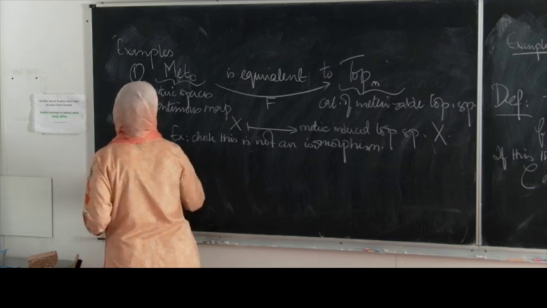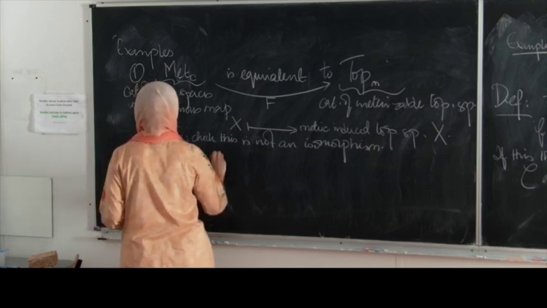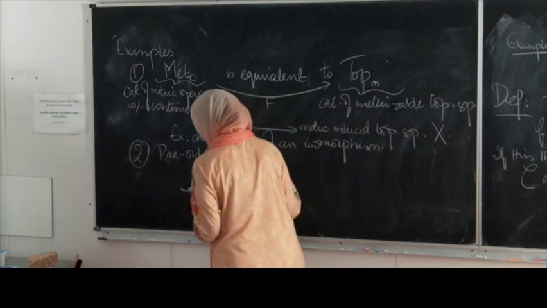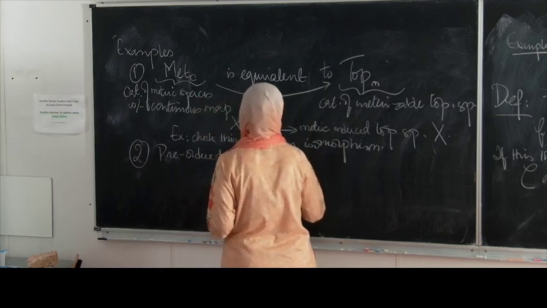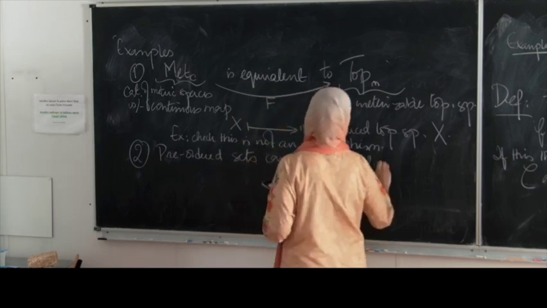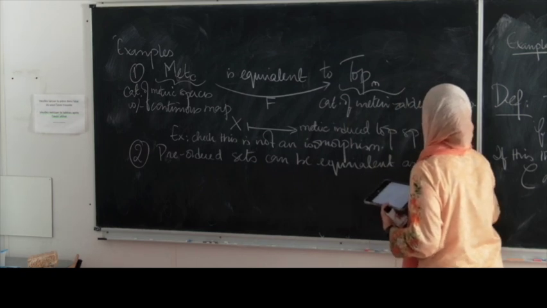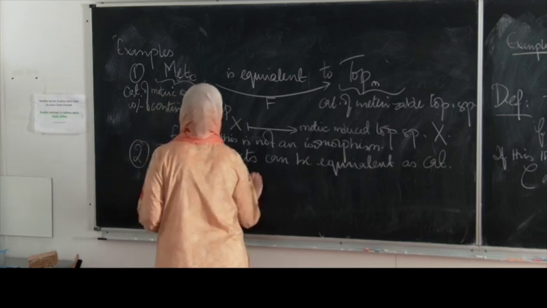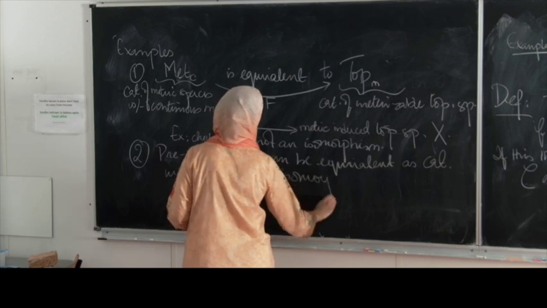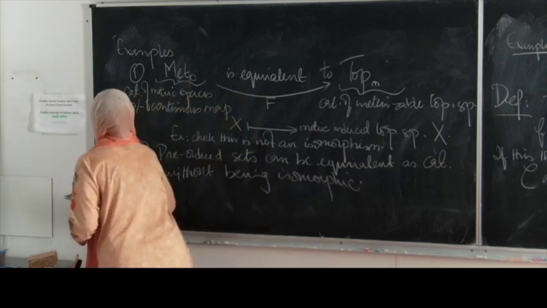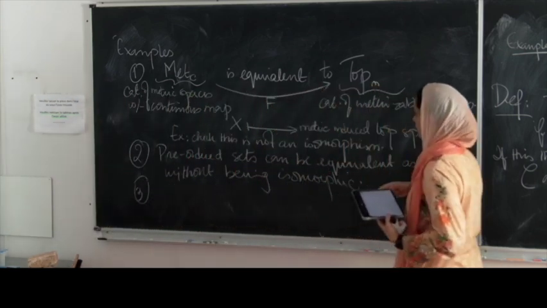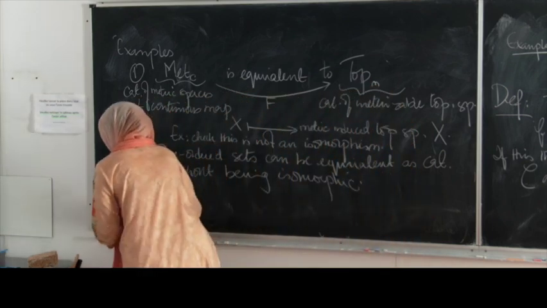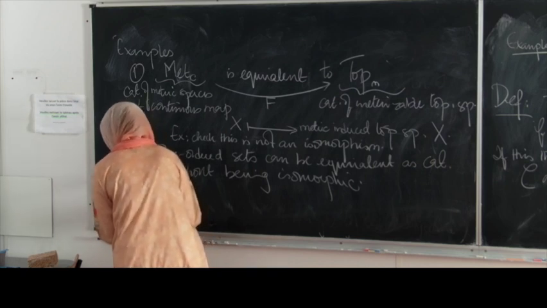Okay, pre-ordered sets. We saw that they themselves can be treated as categories. They can be equivalent as categories without being isomorphic. So you remember that the functors between two pre-ordered sets as categories were just order-preserving maps between the two sets. Okay.